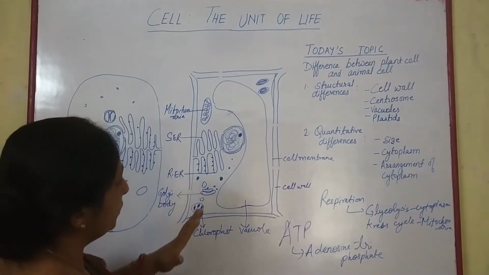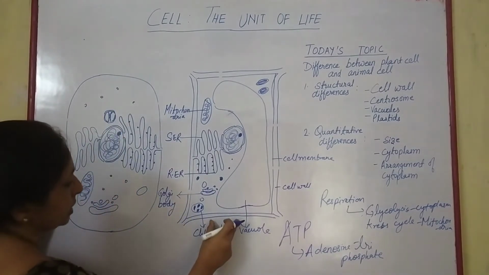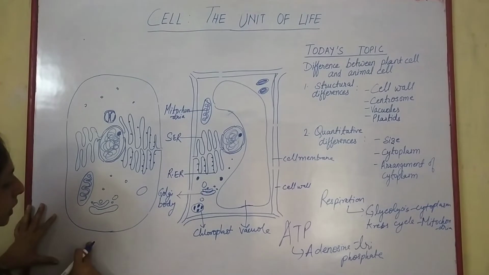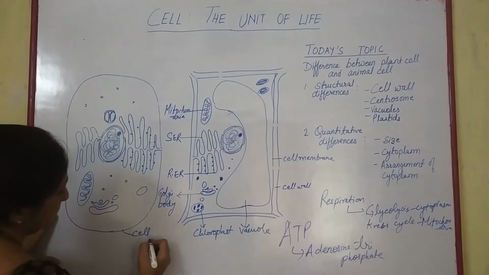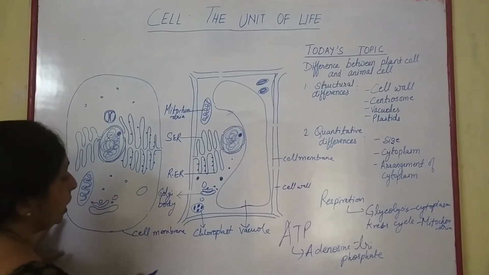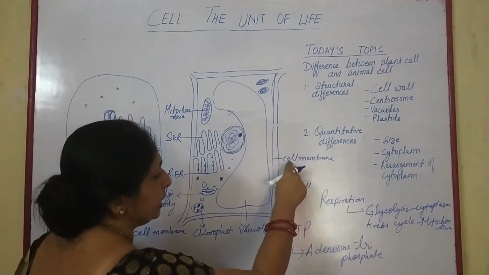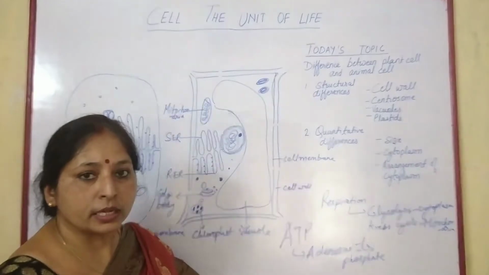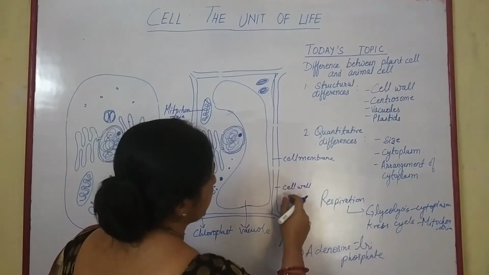For the structural difference, cell wall, as you can see in the animal cell and plant cell, the basic difference is that in the animal cell there is a single envelope, which is the cell membrane, and in the plant cell there are two coverings. One is the cell membrane, and the cell membrane is again surrounded by a covering, that is the cell wall.